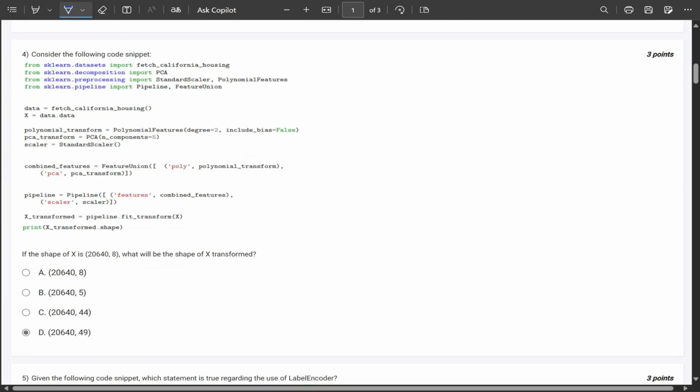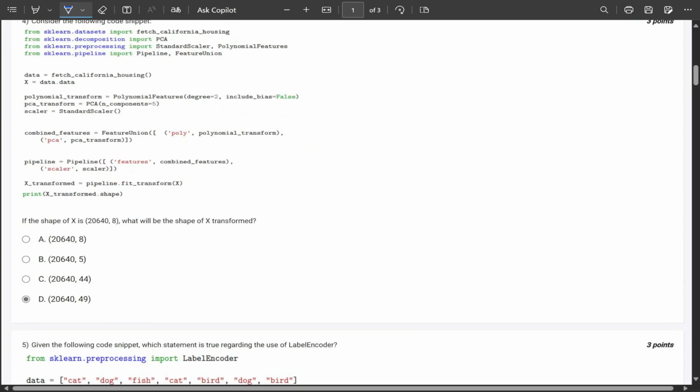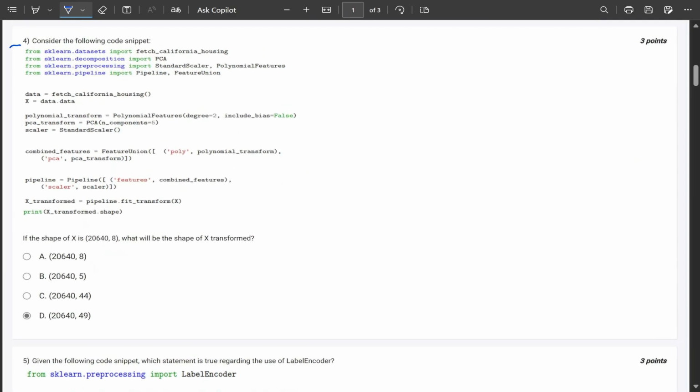Now let's move on to our next question, and for this one I will be skipping this particular thing because I also have some doubts in this. Once I clarify, I will share it with you.